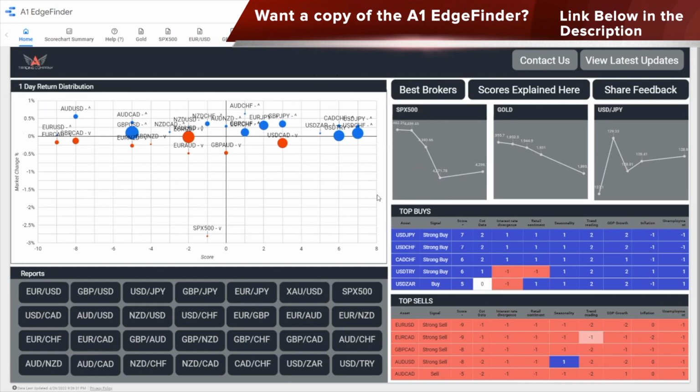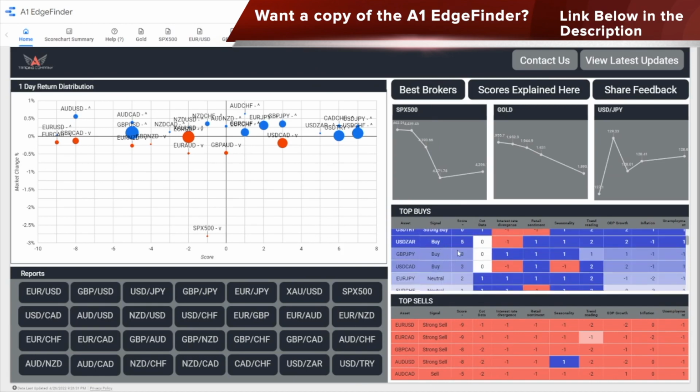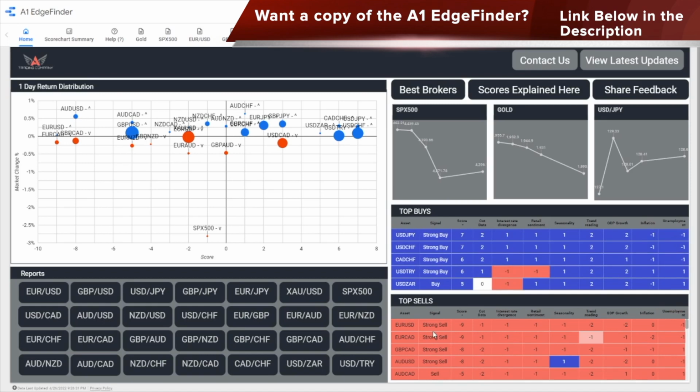Now, the first thing I want to talk about is, of course, the top buys and top sells. This is probably one of the most interesting portions of the software, and it's usually where I start my day when I'm looking for trading setups. What you'll see here is that you have a couple strong buys, some buy ratings, and also some strong sells and sell readings. Now, what qualifies something to be a sell? Why is the euro dollar a sell, or the euro CAD a sell, or the pound CAD a sell? And how can we potentially use this to find trading setups?